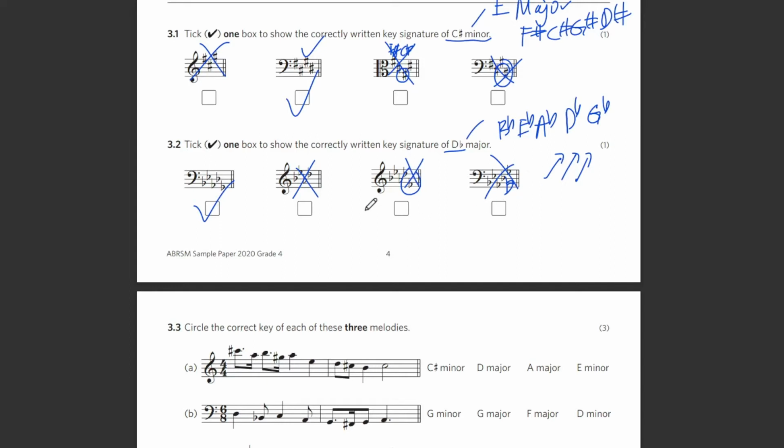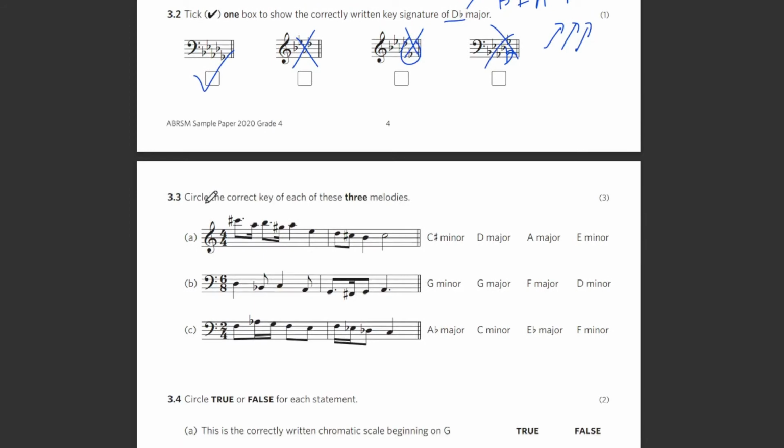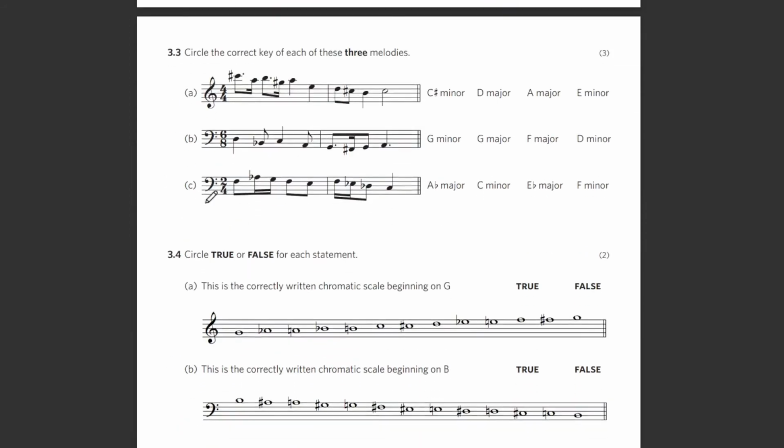Okay, so we are done with 3.2. Let's move on to 3.3. In 3.3, you're asked to circle the correct key of each of the 3 melodies. To do such a question, first write out what are the sharps that it has. So this one is C sharp, this one is G sharp, this one is C sharp. But you know that you should have F sharp, C sharp, and G sharp. There's no F. So let's check, is there any F note here? No, there isn't. So maybe there's an F sharp, but they didn't write in the sharp.